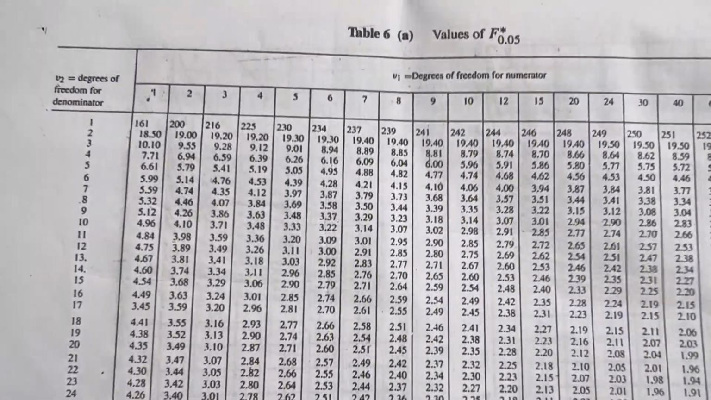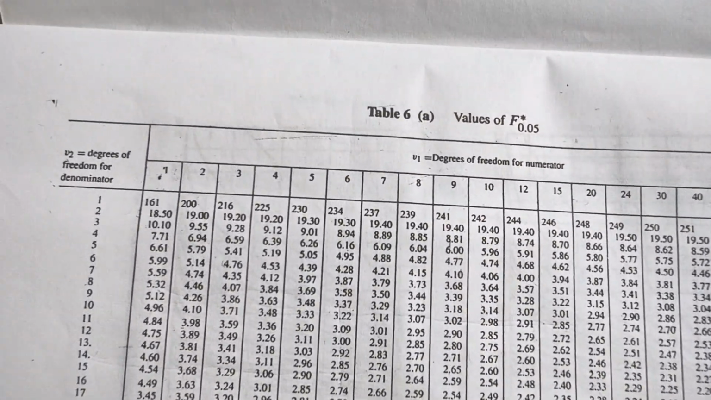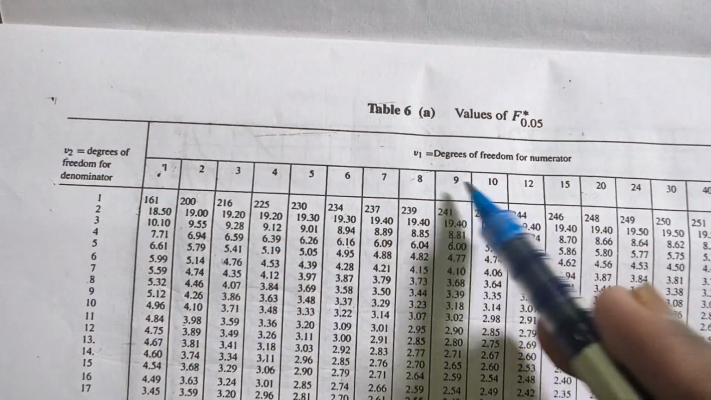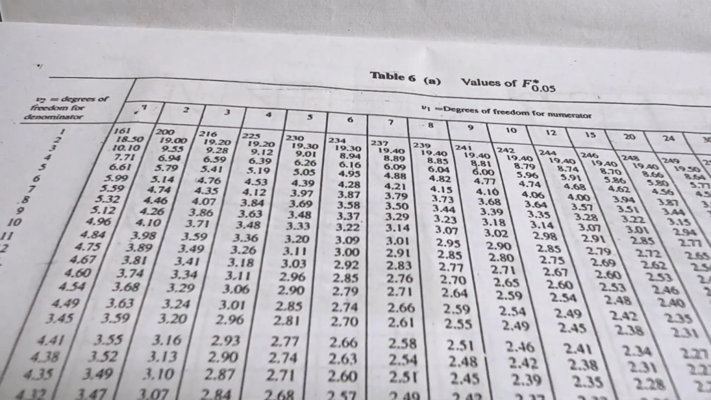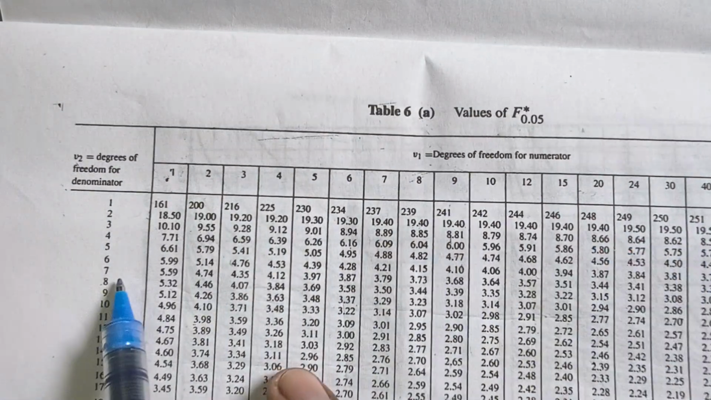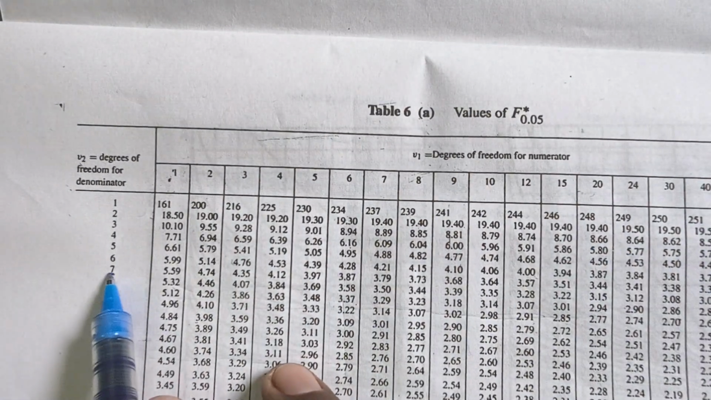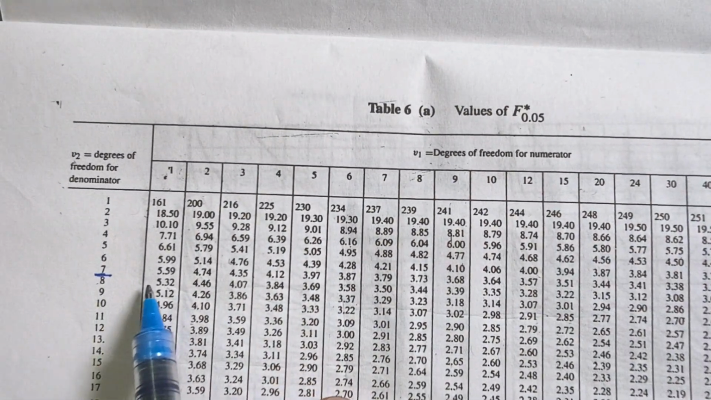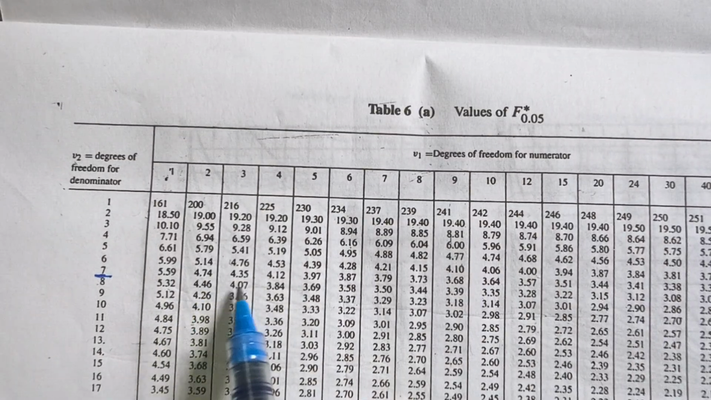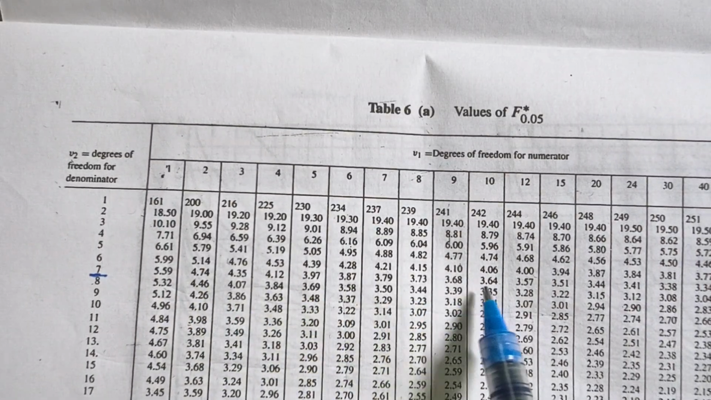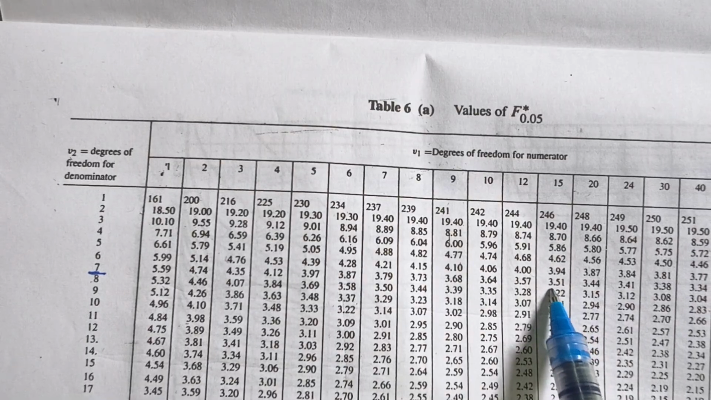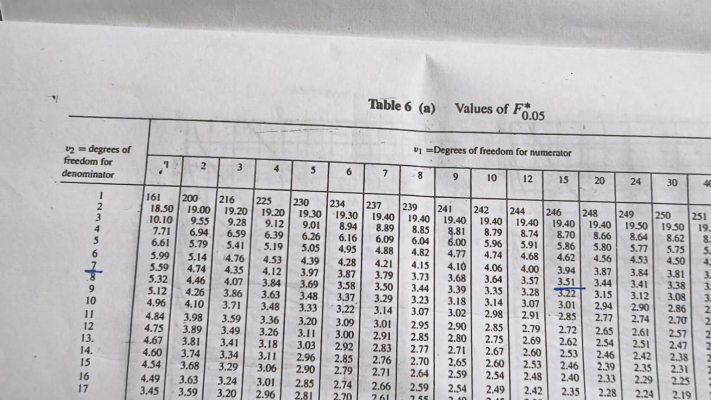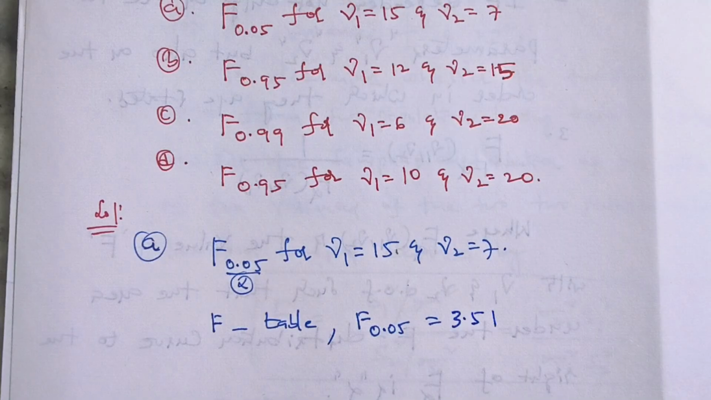Check the F distribution table here. These are the nu1 values, and these are the nu2 values. We look at nu2 equals 7 and nu1 equals 15. So the intersection of these two values is 3.51 from the table.